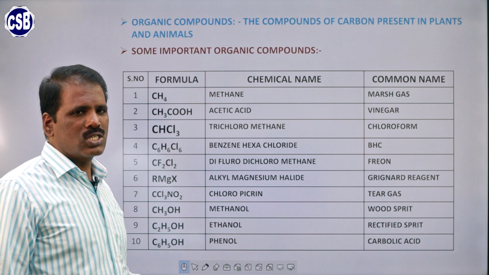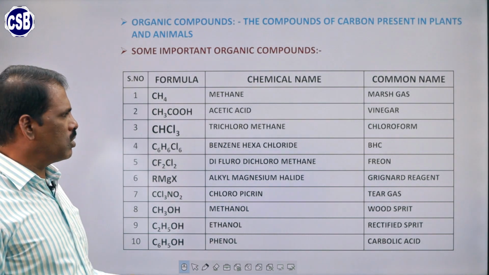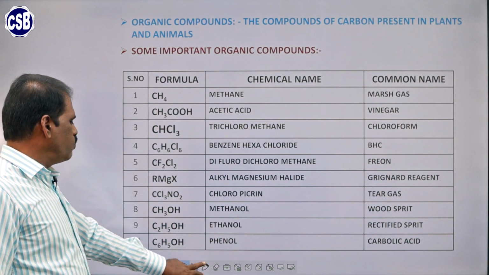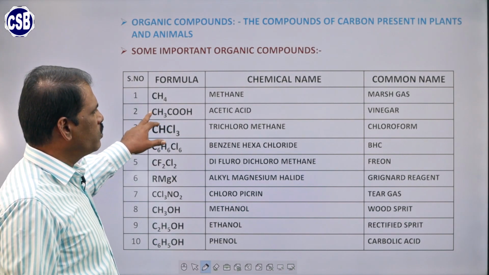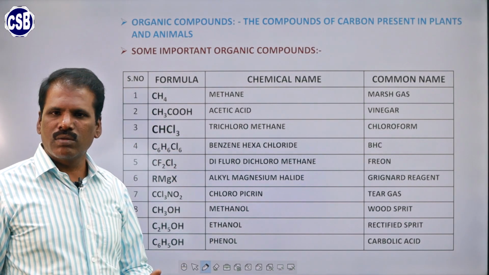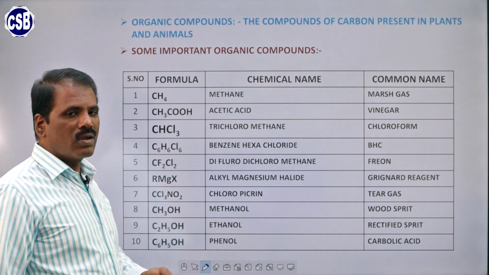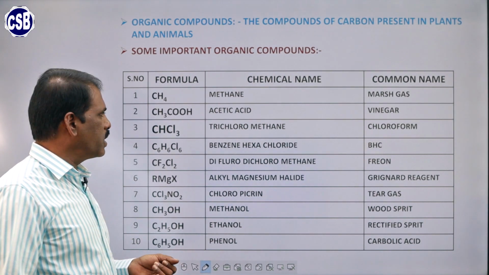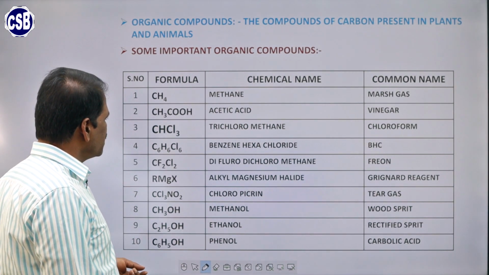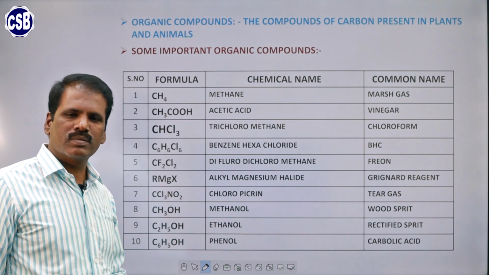Methane is known as marsh gas. So it is a very good fuel. It is used as a fuel. During fermentation this gas will be liberated. The second one is acetic acid, that is known as vinegar.